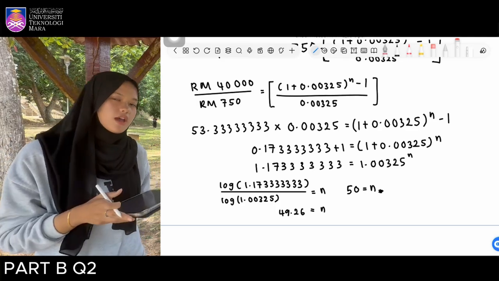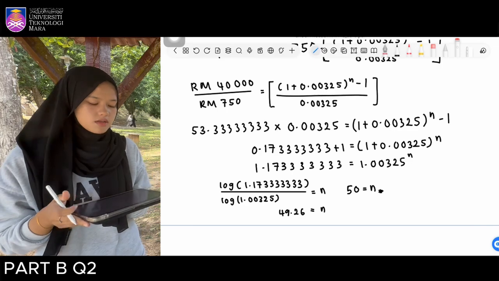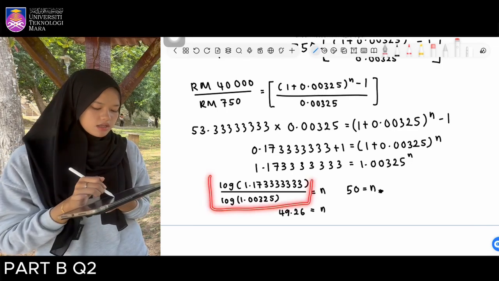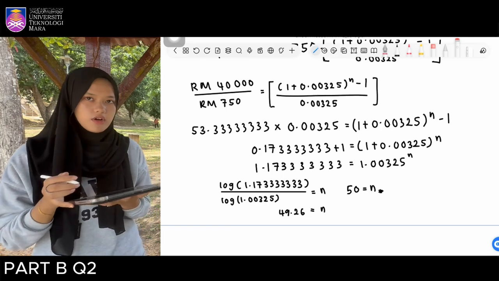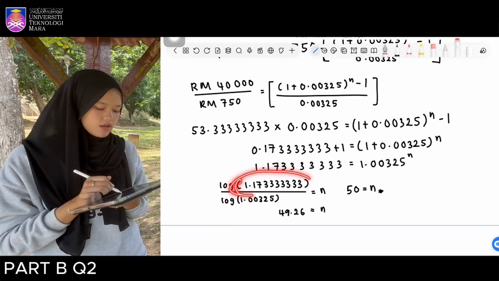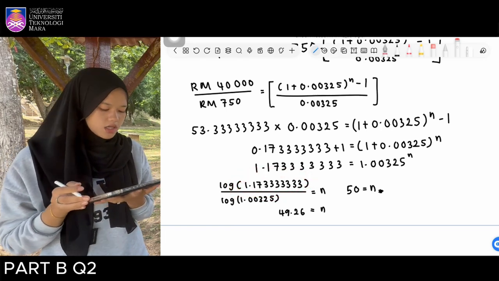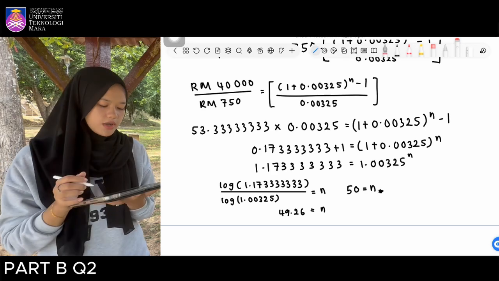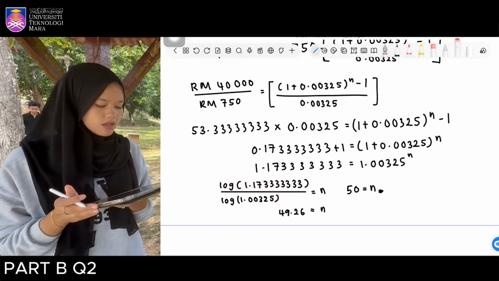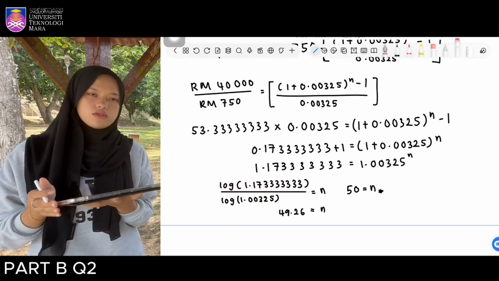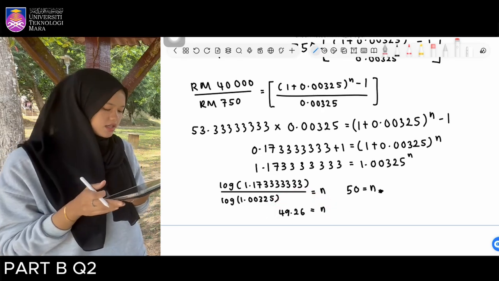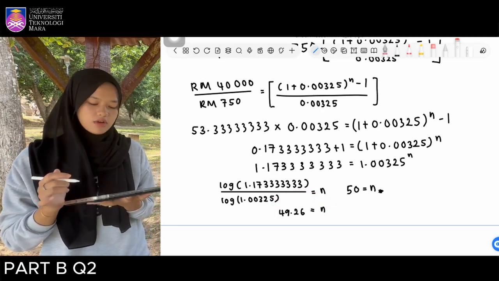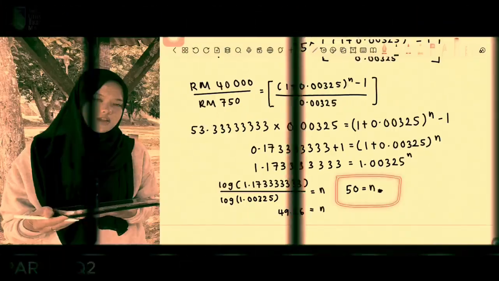For the next step, we have to use logarithms. Just insert these into your calculator. How to press your calculator: you have to press log, and use the bracket, of course. You open the bracket and insert the value 1.173333, then close the bracket over log, open bracket again, 1.00325, equals n. For n, you will get 49.26 in the calculator. After that, you have to round off, and then you will get n equals 50. That's all.